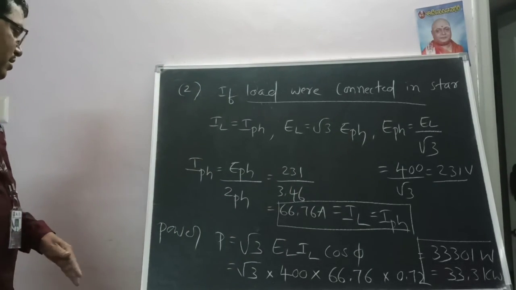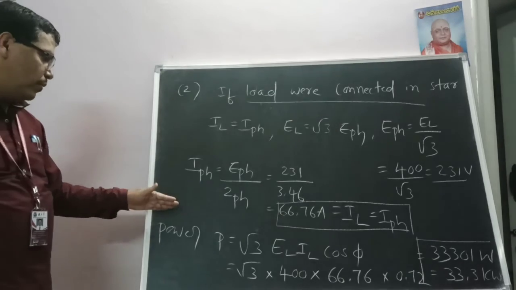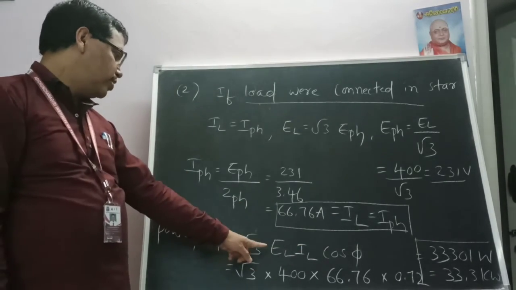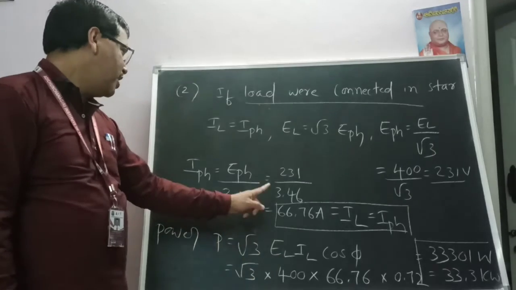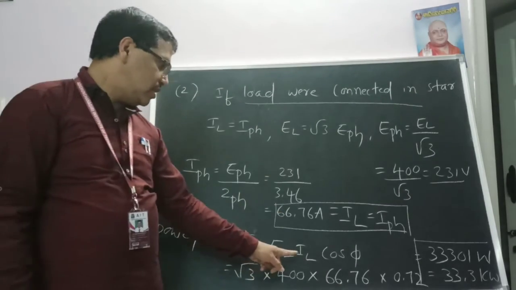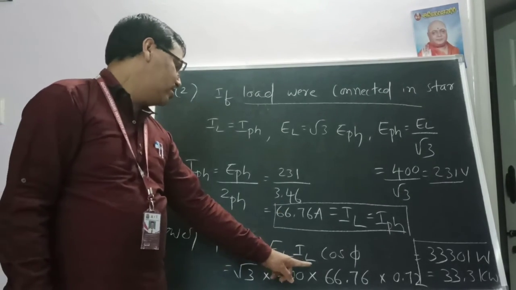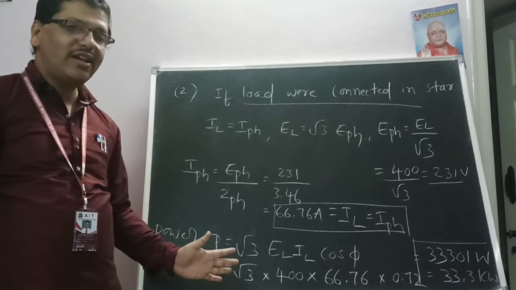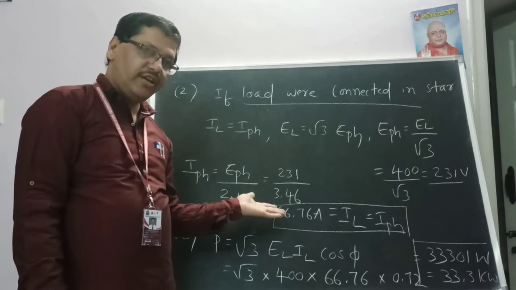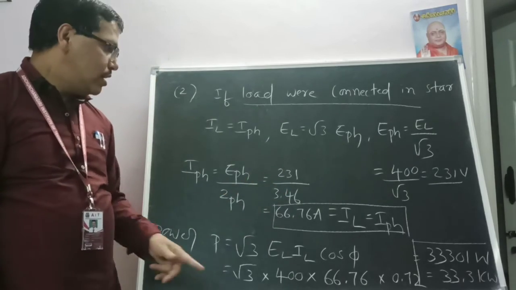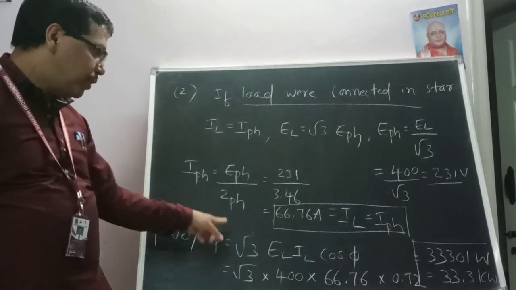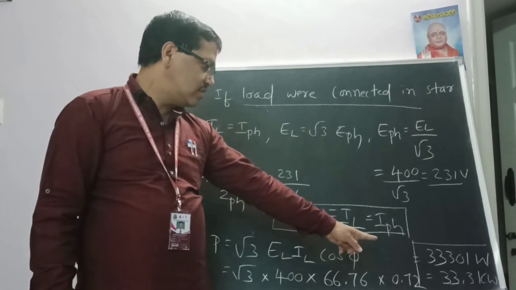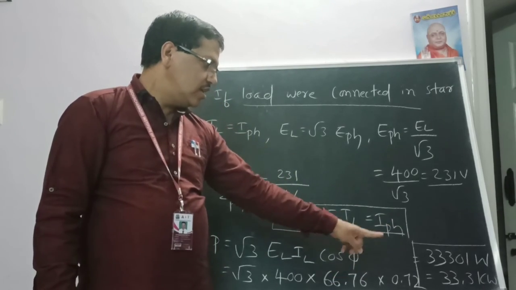At the end, we need to calculate the power. Power P is equal to root 3 EL IL cos phi. Substitute EL as 400; now the IL value changes because it is a star connection, IL is 66.72. Cos phi is 0.72, the power factor remains the same, whether you take star or delta. That's why the answer for power is 33301 watts, or 33.3 kilowatts.